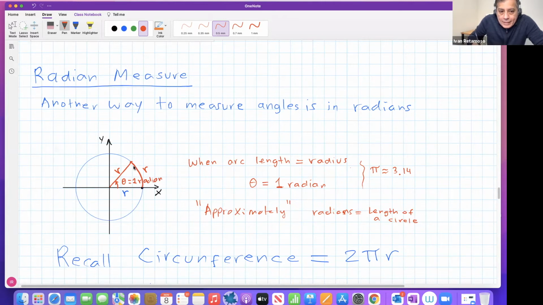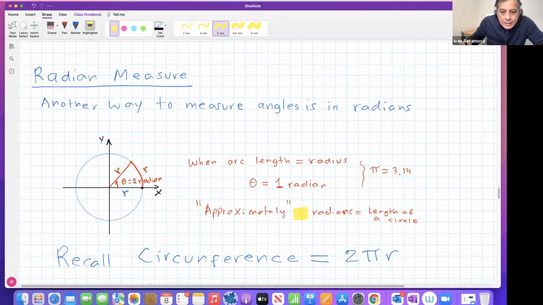Okay, when the arc length is equal to R, then you get your radian, right? Now remember that the number pi is approximately equal to 3.14, right? So more or less, knowing that the circumference has this formula, 2 pi r, to measure the perimeter of a circle, approximately, how many radians do you think we need to complete a circle?